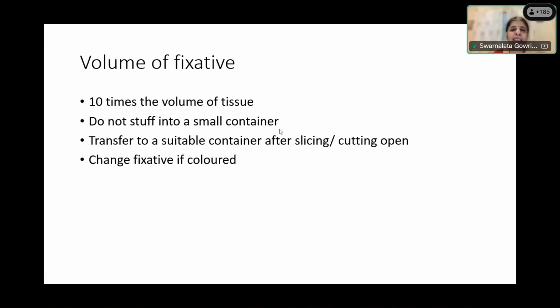Sometimes surgeons, especially the new ones, do large resections, and in their enthusiasm, and because fresh tissue is soft, it goes into very narrow-necked small containers from which it is very, very difficult to deliver. So it's our duty to educate our surgeon colleagues as well. Then you transfer it into a suitable large container after slicing or cutting open the lumen. And if the fixative happens to be blood-stained, you need to change it.